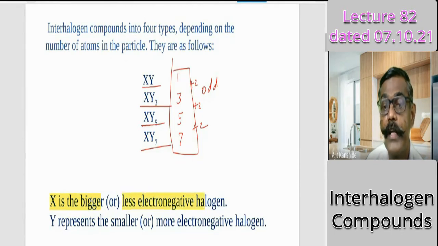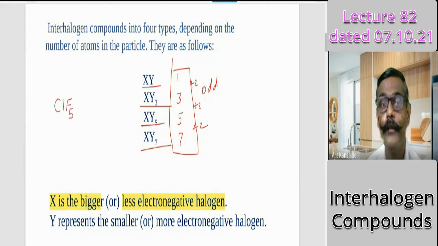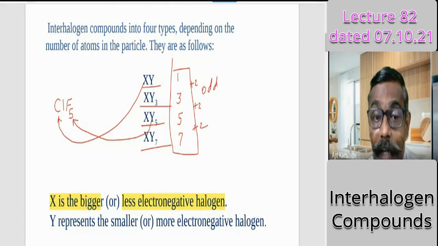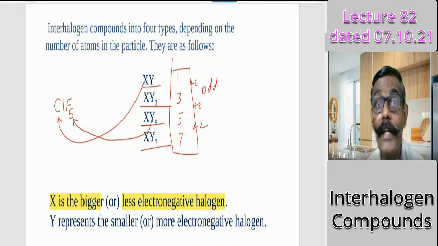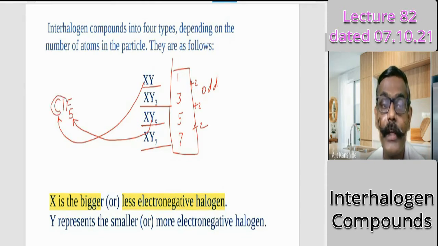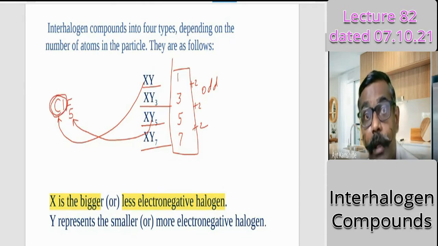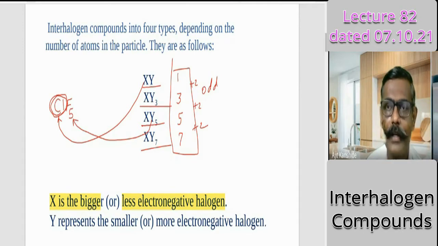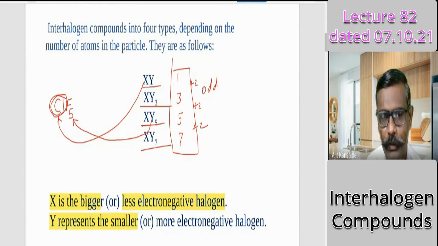And that X is which kind of atom? The less electronegative halogen. If I consider ClF5 as an interhalogen compound, then who is X? Cl is X. Who is Y? F is Y. Among Cl and F, who is less electronegative? Chlorine is less electronegative. So the less electronegative atom will be X, and certainly it will be larger compared to the more electronegative halogen. Y represents the smaller atom or smaller halogen, which is the more electronegative halogen.